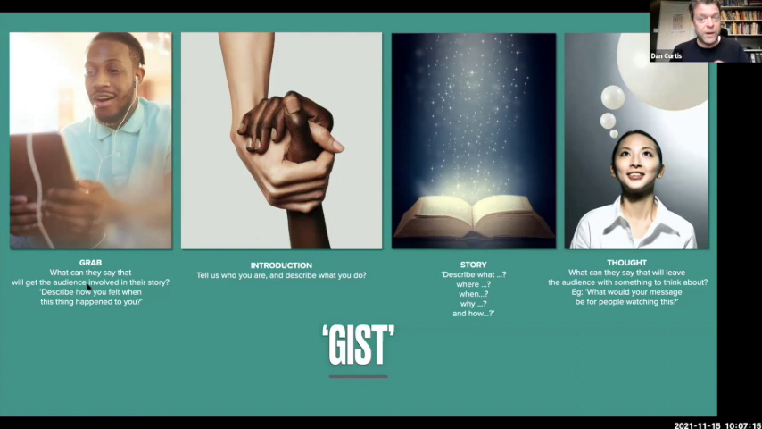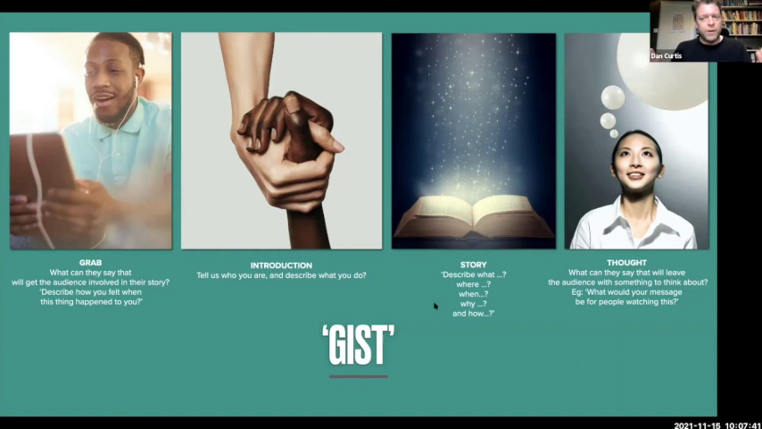The next thing the audience wants to know is, who or what is this about? The next thing they want to know is the story. I can always break that down to what, where, when, why, how. Honestly, those are the important things to answer. And finally, at the end of your video, you need a closing thought. What's the audience going to take away from this?